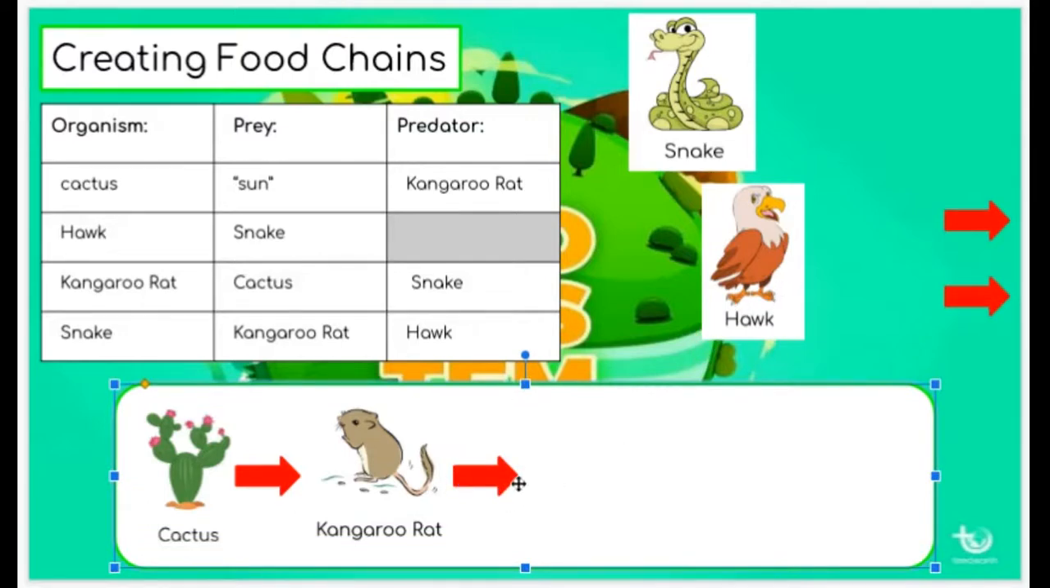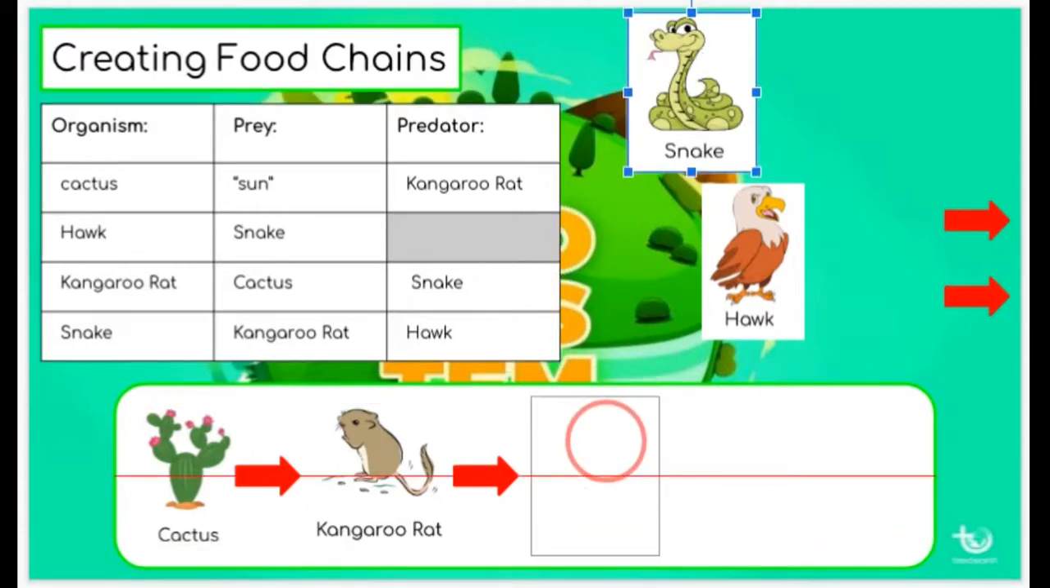And now I want to look for whichever organism preys upon the kangaroo rat, or whichever is the predator of the kangaroo rat. We can see here that I look at kangaroo rat, its predator is the snake. That tells me that snake should be my next link. So I'll place him here.